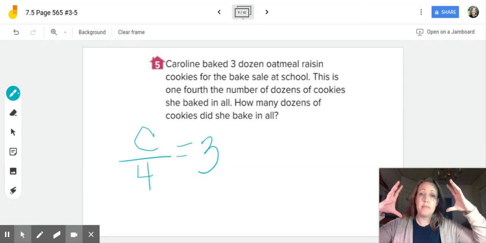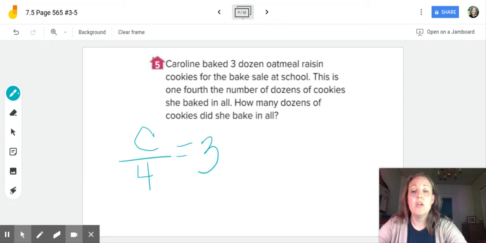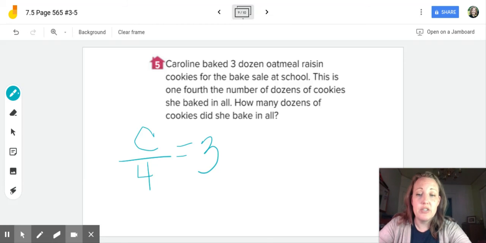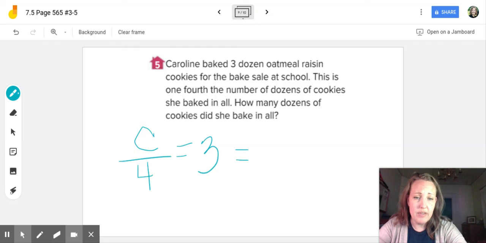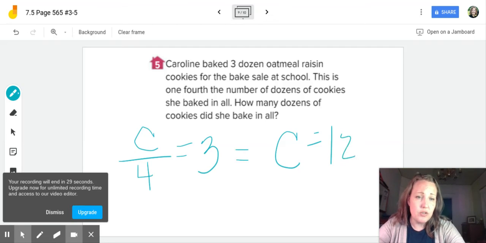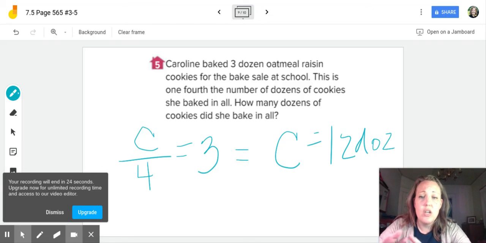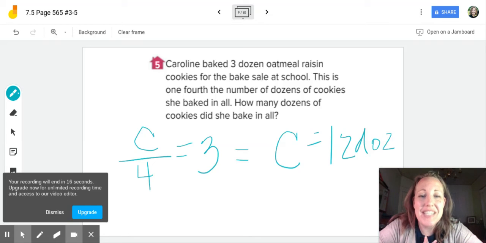So what's that big amount of cookies? How many dozen? Well, let's undo division with multiplication. So 4 times 3 is 12. So C is 12, and that's 12 dozen. That's how many cookies she made in all. 12 dozen, that's 12 dozen. 12 times 12 is 144 cookies, right? I hope she's willing to share with me.